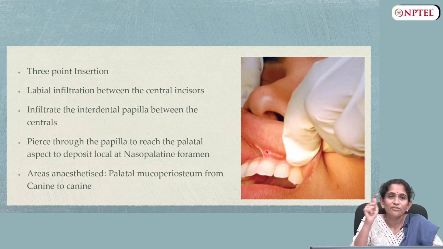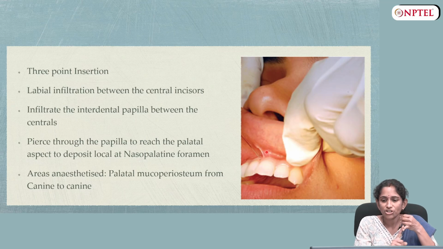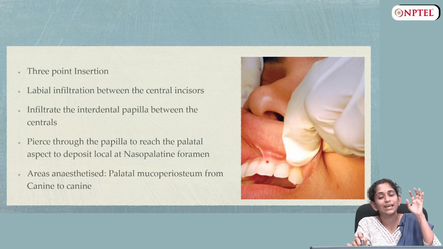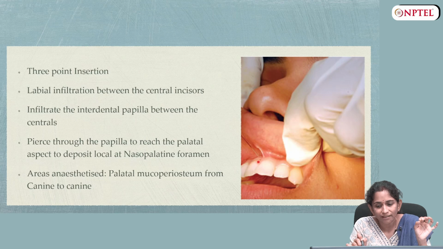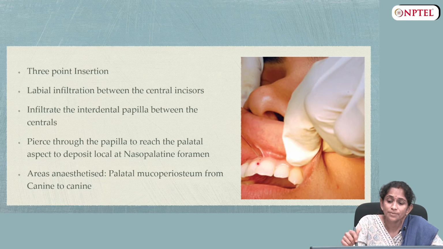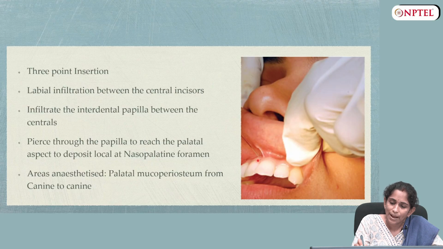Now, the same thing we are going to do here in this nasopalatine nerve block. The first point of insertion is the long axis of the tooth, the central incisor. You go and there you infiltrate so that the labial mucosa is numb and the interdental papilla is numb. Then take out the needle, insert the needle into the labial interdental papilla between the two central incisors. So, what is the second point of insertion? Labial interdental papilla between the two central incisors.